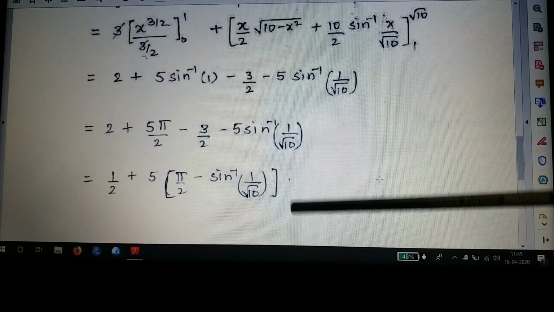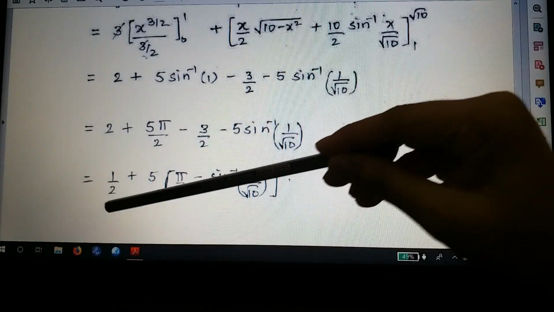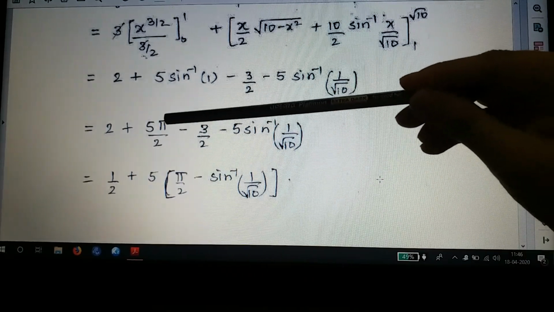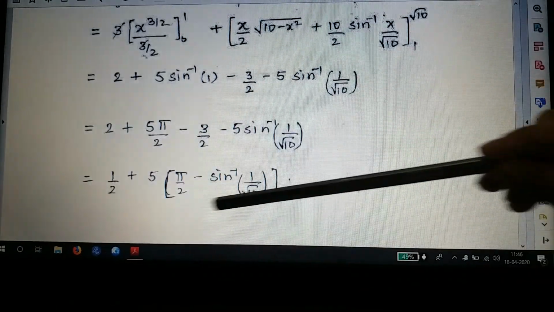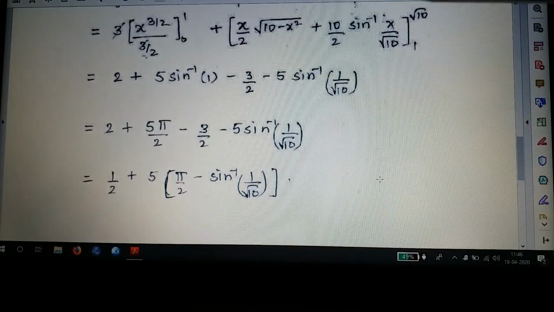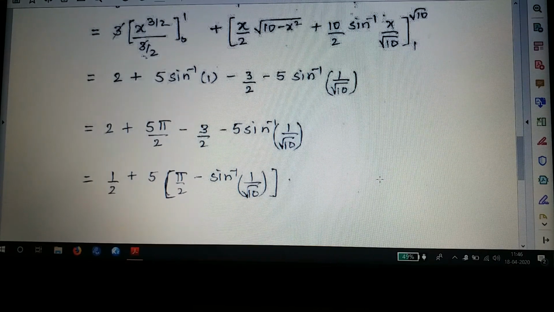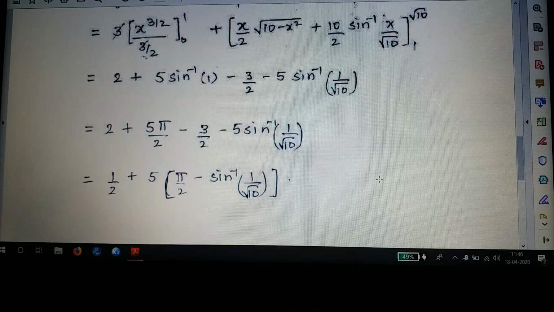Fine. Now 2 minus 3 by 2 is 1 by 2. From these two terms we can take 5 common and we can write pi by 2 minus sine inverse 1 by root 10. So this is our final answer for the given integral. With this we have completed the problem and we have also understood when it is necessary to divide a region into two or more parts while changing the order of integration. Thank you.